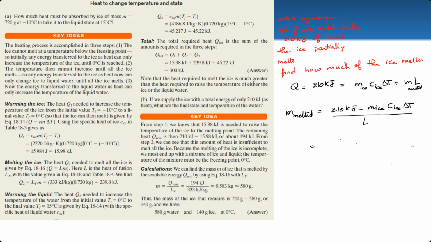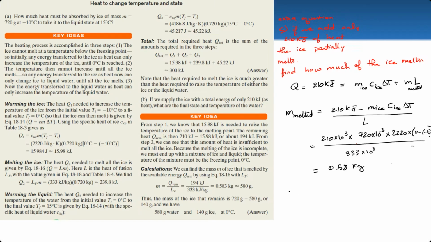So I need to account for both energies, and I will divide by the latent heat here to solve for the melted mass. I'll have 210 times 10 power 3 minus the mass of ice, which was 720, multiplied by 10 power minus 3 so that this becomes in kilograms. C of ice is 220. This is given to you. The temperature change is 0 minus 10. The initial temperature was -10. And the latent heat is 333 times 10 power 3. I can calculate the mass that melts. This is going to be 0.58 kilograms.